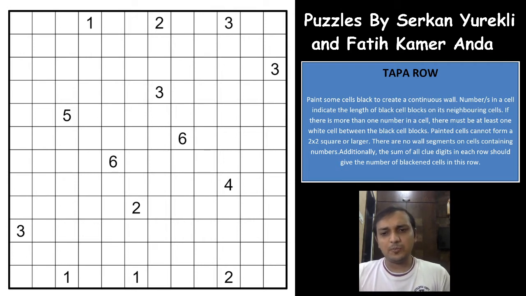And now coming on to the puzzle, before going to the Tapa row rule, we'll just see what a Tapa puzzle rule says. In a Tapa puzzle, you have to shade some white cells black in such a way that all the black cells in the grid are connected to each other. There cannot be any black cell that is stranded and not connected to other black cells. So all of the black cells have to be connected to each other.